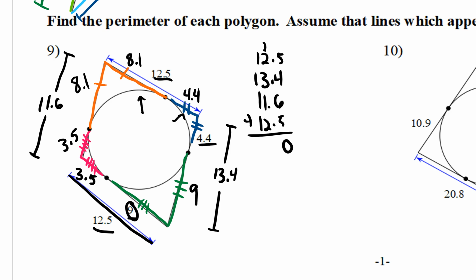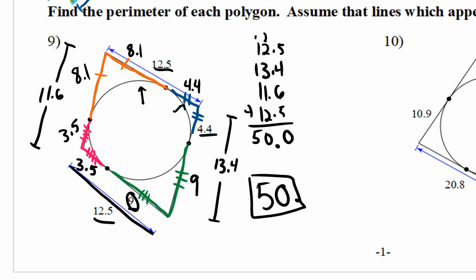I'm going to do some math here real quick. 6 plus 4, that's going to give me 10. Carry the 1, and we get 50 for a total. So the perimeter here is simply 50. Okay, so that's one type of problem we can get.